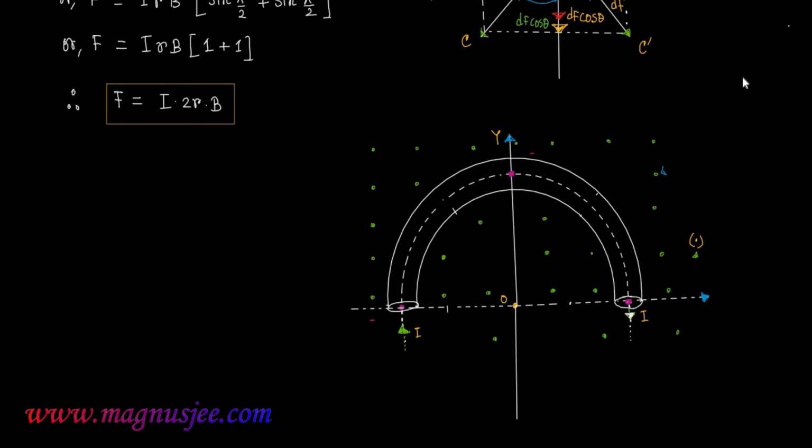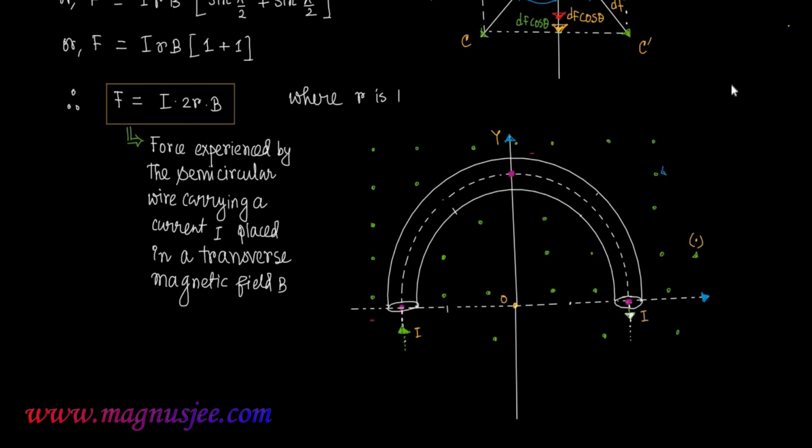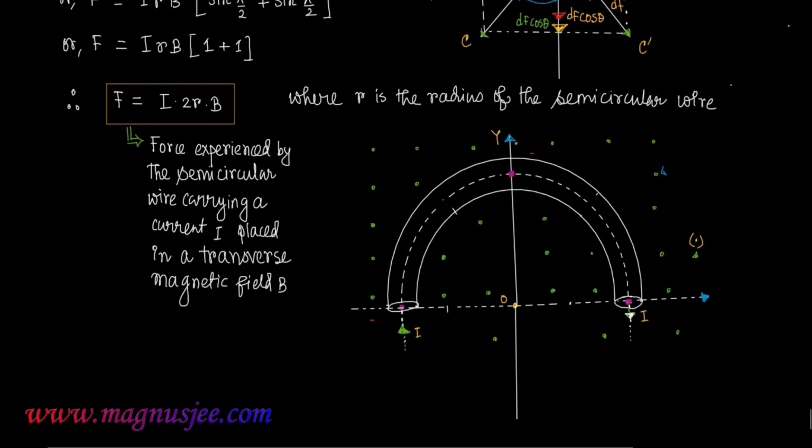So we get the expression of force experienced by the current carrying semicircular wire in a transverse magnetic field, which is F equal to I into 2R into B, where R is the radius of the semicircular wire. This is the force experienced by the semicircular wire carrying a current I placed in a transverse magnetic field of flux density B, such that this flux density B, or magnetic field induction B, acts perpendicular to the plane of the wire, and where R is the radius of the semicircular loop or wire. R is the average radius of the semicircular wire.